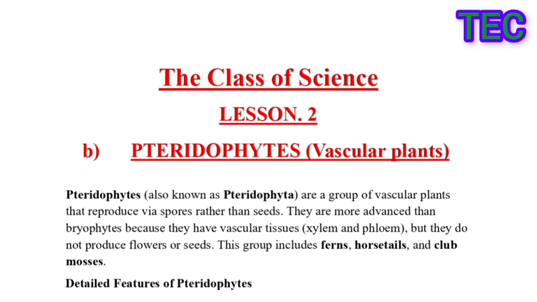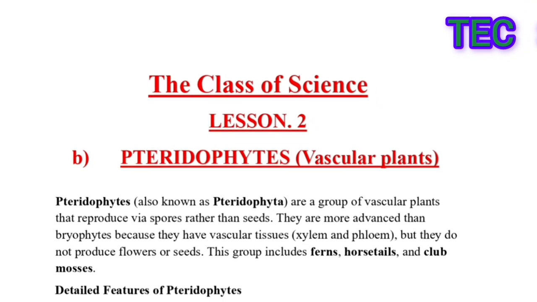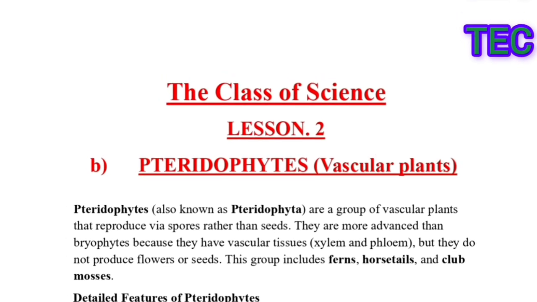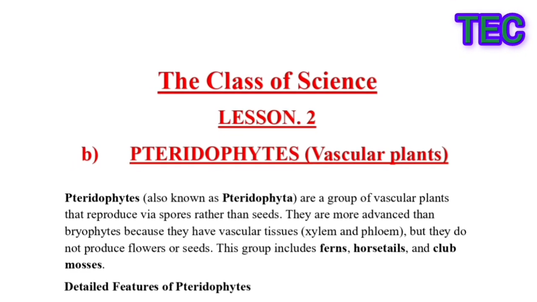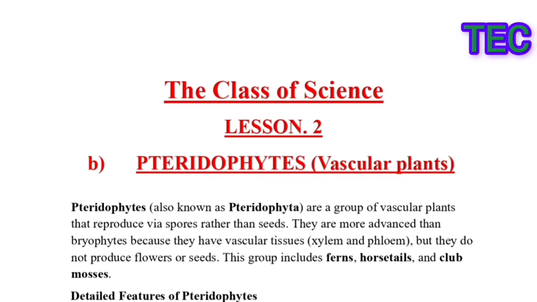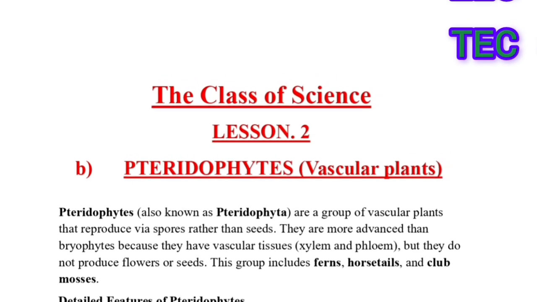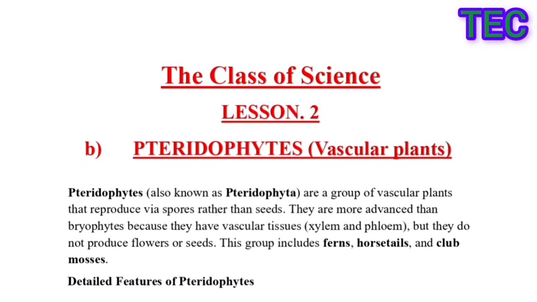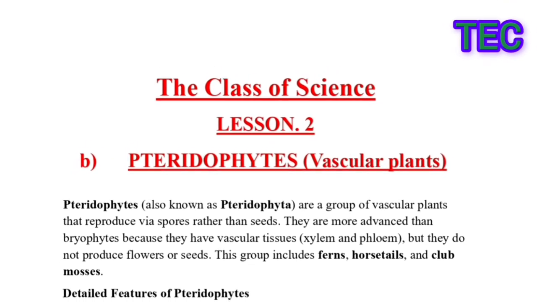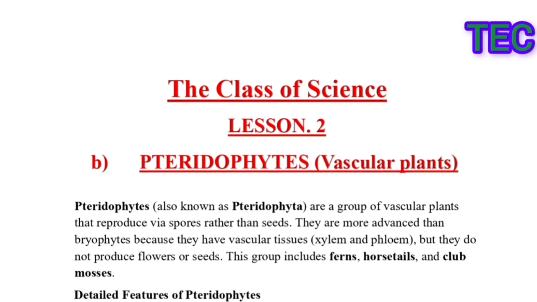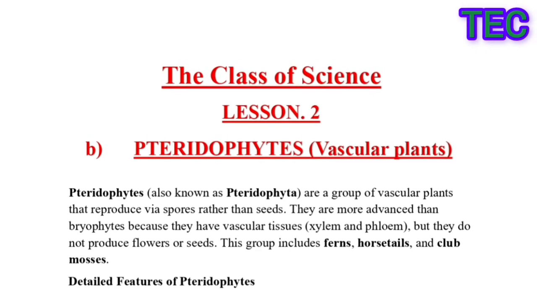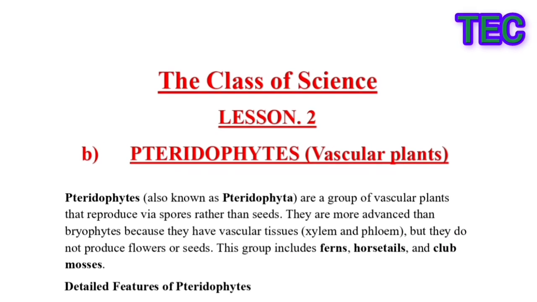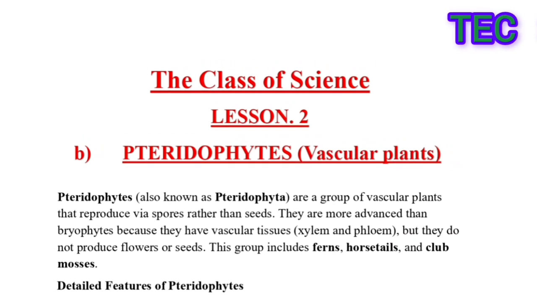So pteridophytes are also known as pteridophyta. These are a group of vascular plants that reproduce via spores rather than seeds. So this type of plant reproduces via spores rather than seeds. They are more advanced than bryophytes.